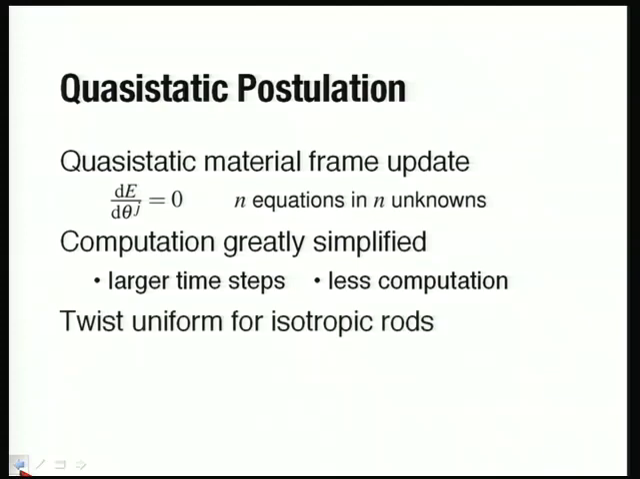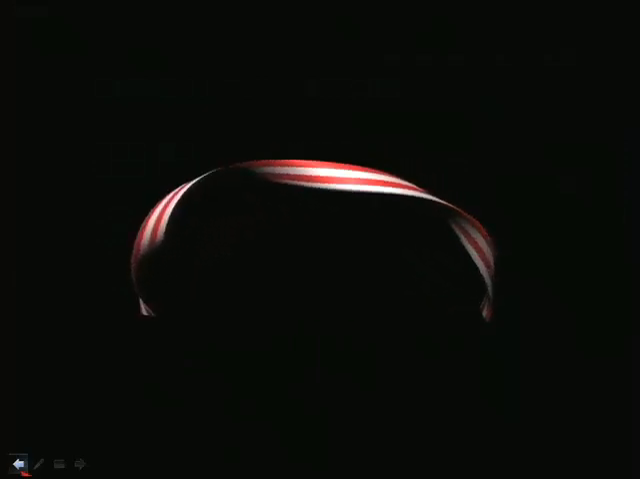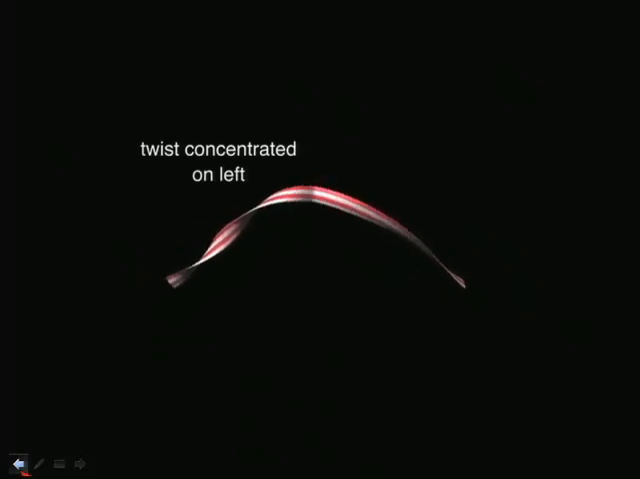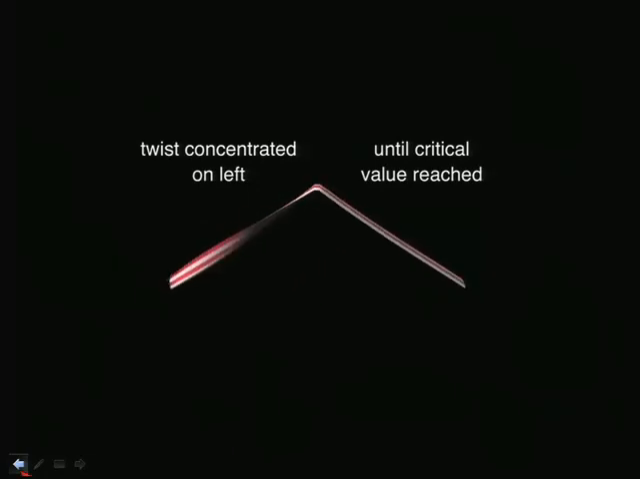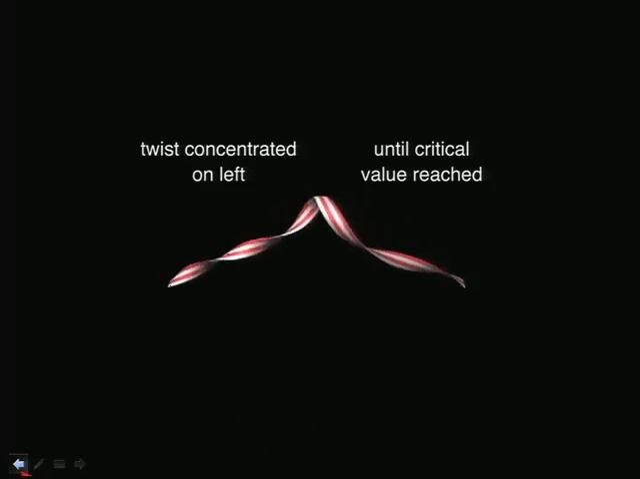Now, as a result of this, twist is always going to be uniform for isotropic rods. That is, it's going to be spread out equally along the length of the rod. However, for anisotropic rods, as we see here, this is no longer true. The twist can get more compressed into one region of the rod. And this is even more obvious for rods with some natural curvature. As we see here, the twist is concentrated entirely on the left until it makes these kind of discrete jumps over to the right side of the rod. And this is all done using the quasi-static material frame postulation.